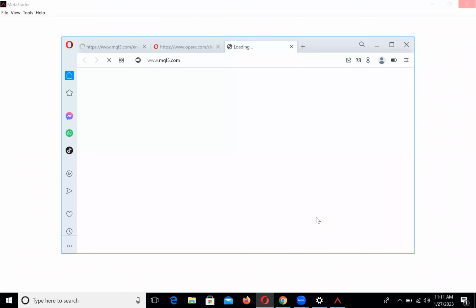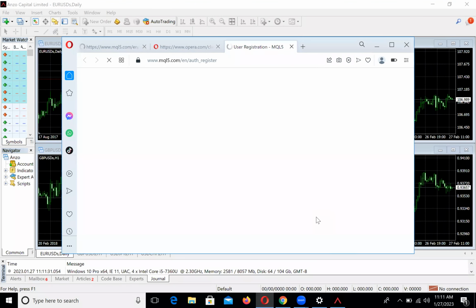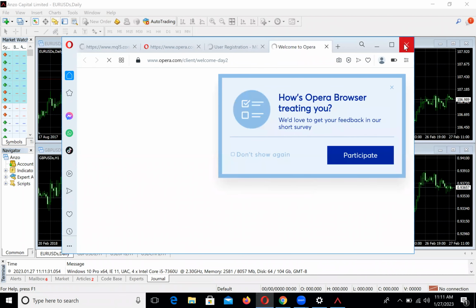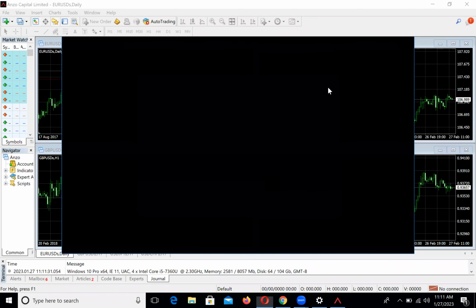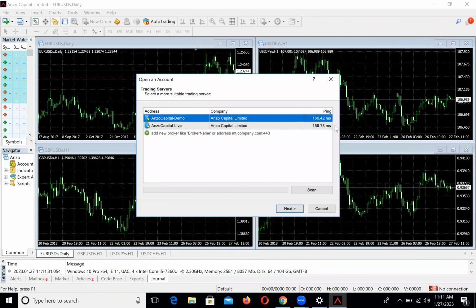Okay, so this is the MT4 application. So what am I going to do now? I'm going to log in. I have a demo account there. Let me get the login details. A minute please, guys.